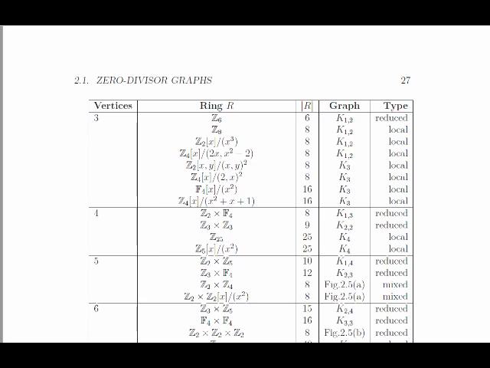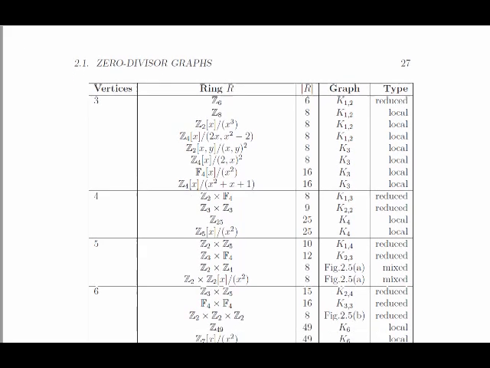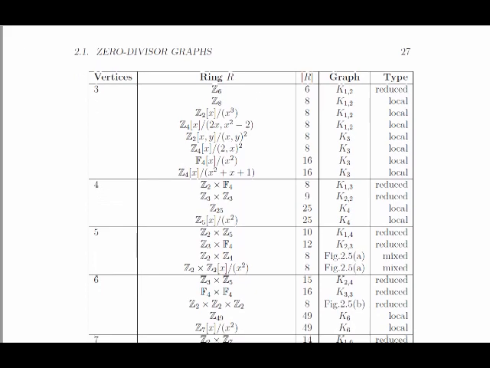And here on the graph, it tells you what kind of graph you get. So look, for Z6, you get the complete bipartite graph K12, where Z8 will give you the graph K12, and then you have K3, complete graph, and so on. You go like to 4.